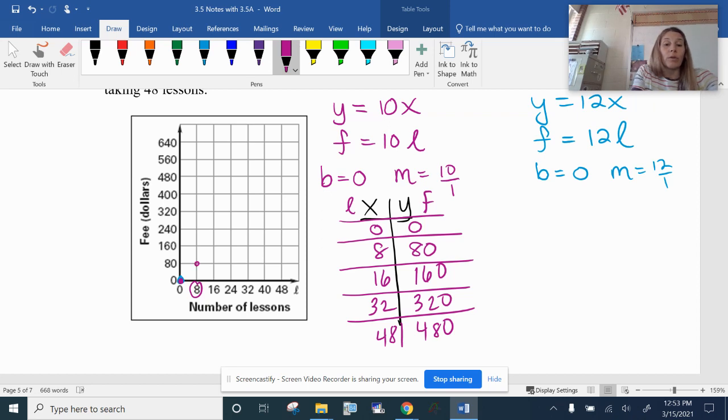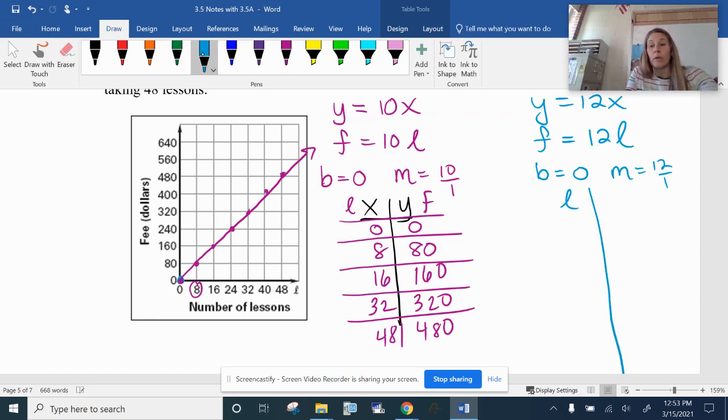So when I graph those, I can see exactly how this line is going to kind of formulate. And that was a lot easier than trying to go up 10 over 1, up 10 over 1 with all these tiny little grids. All right, so now we want to do the other one with the 12. So again, we're still starting with 0, 0.